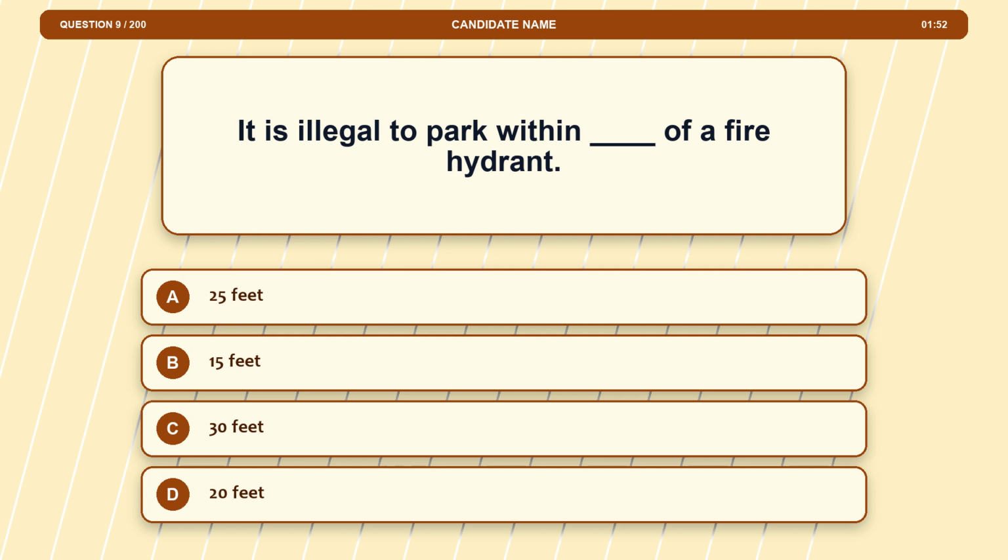Question 9. It is illegal to park within blank of a fire hydrant. Option A, 25 feet. Option B, 15 feet. Option C, 30 feet. Option D, 20 feet.